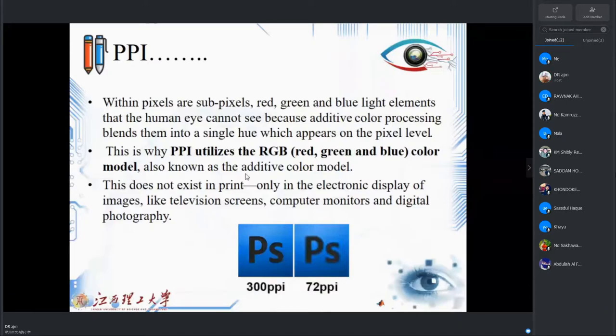Really, these dots do not exist in print, and we only have them in the electronic display of an image, like a television, screen, or computer. You can even see the difference between 300 PPI and 72 PPI of an image, which I show you here as a sample, and you will see the difference between them in the figure.